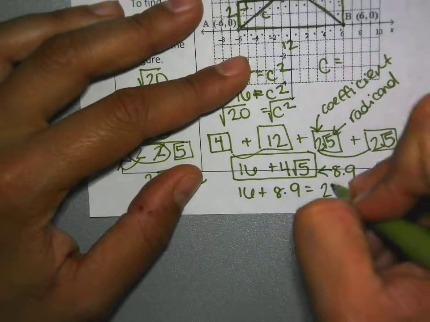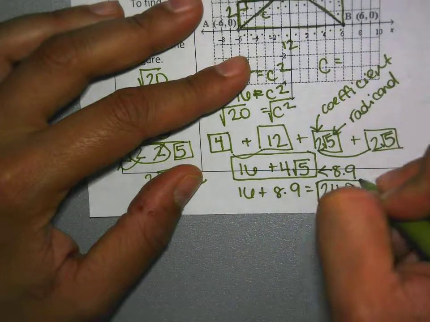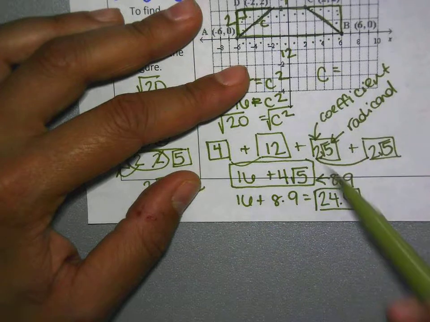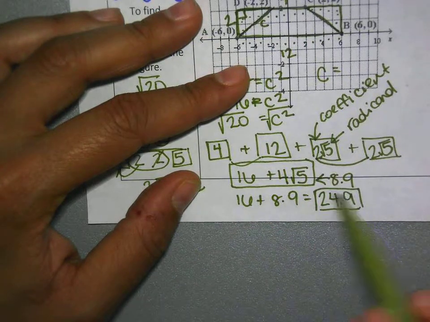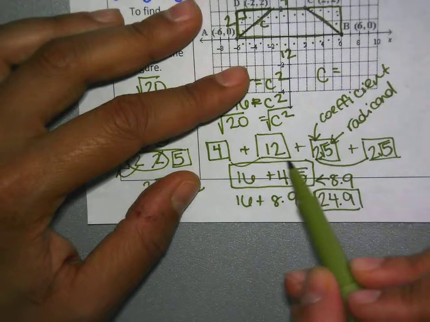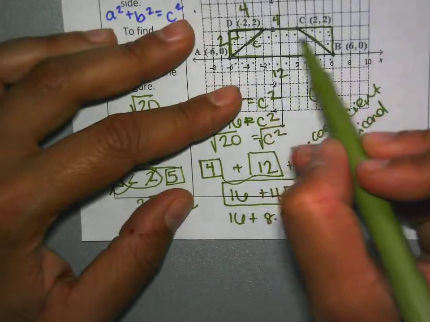So 24.9 is the perimeter of my trapezoid in whole numbers, in integers, and 16 plus 4 root 5 would be my answer if I kept the radicals. That would be the perimeter of this in radical form.